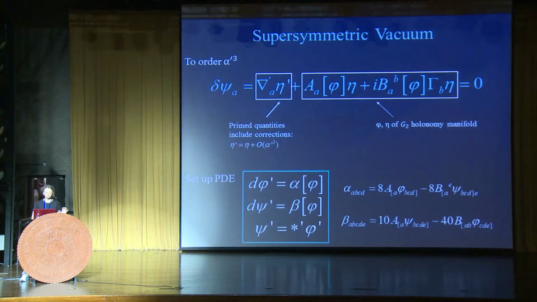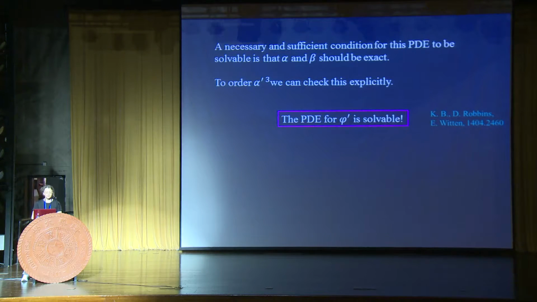Now, I'm going to use this phrase several times in my talk. It requires a little bit of G2 magic to actually show that that condition is also sufficient. So to order alpha prime cubed, we can actually check explicitly that these forms are exact. So the partial differential equation for phi prime is solvable.